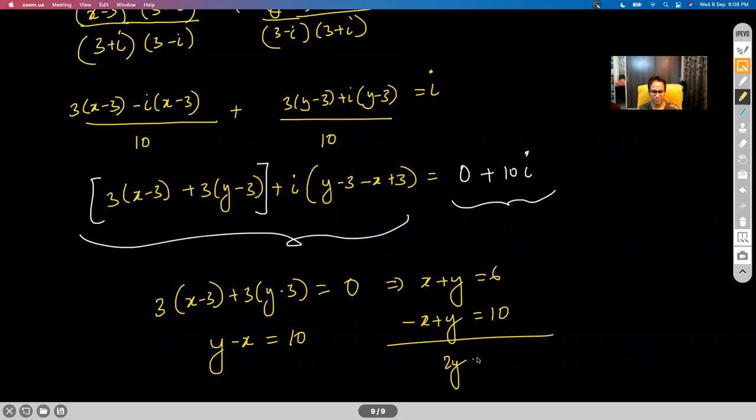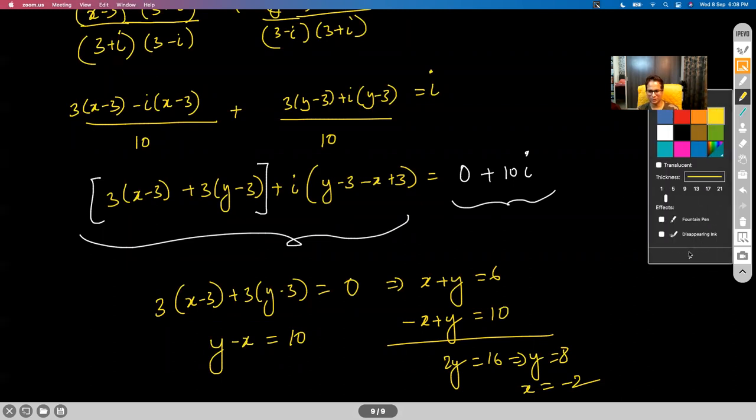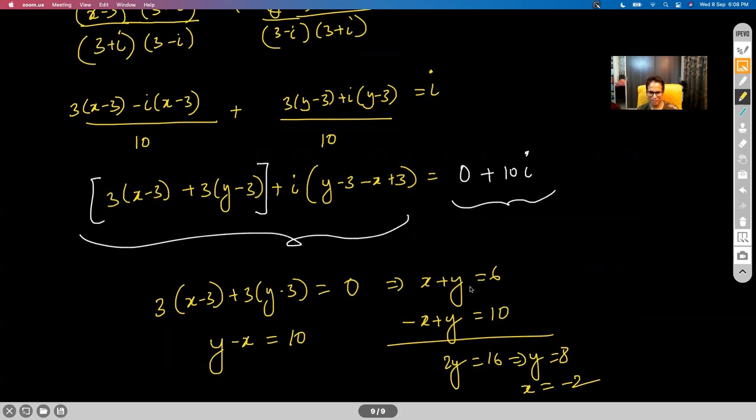Add it. So y is 8. Anybody who said y is 8? Absolutely correct. And if y is 8, x is minus 2. So your answer to this question is correct, Setu. I think the first one to get this right was Nikhil. Nikhil got it right. So x is minus 2, y is 8.